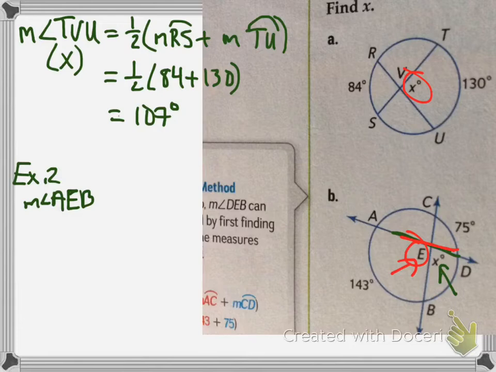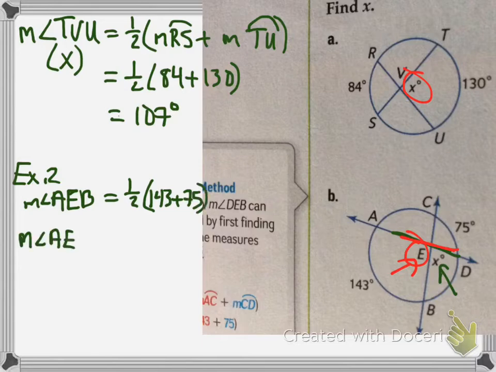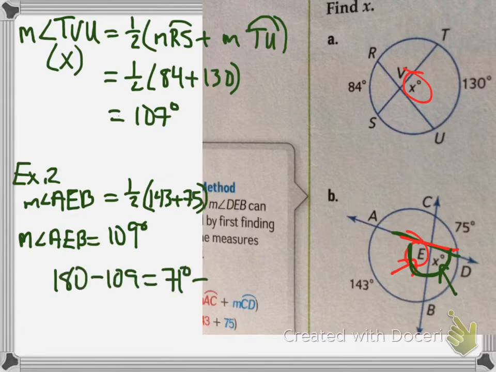Alright, so anyways, let's just go ahead and do this. I'd say 143 plus 75, and I would get half of that. If I typed all that in the calculator, I'd get 109. So I take the 109 and subtract that from 180, then I get 71 degrees. And that would be angle X. So that's your X, and that's it. You're done.